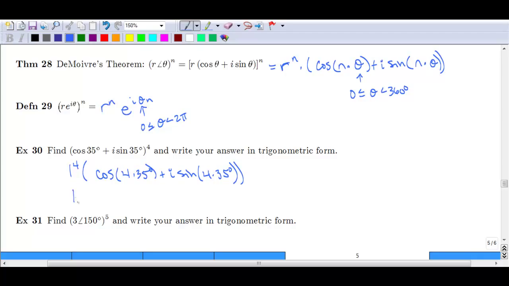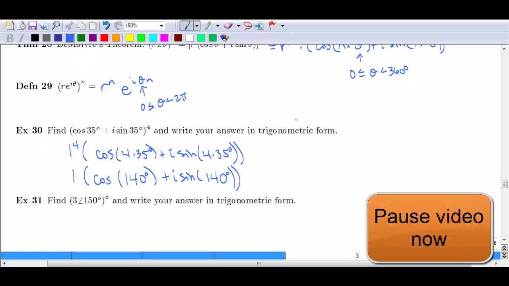So we've got 1 to the fourth is just 1. Then we end up with cosine of 4 times 35, which is 140, so we're okay. We don't have to convert that angle, plus i times the sine of 140. And again, this just asked for trig form. It didn't ask to go back to rectangular, but we know how to do that if necessary. So I want you to pause the video here and try example 31.